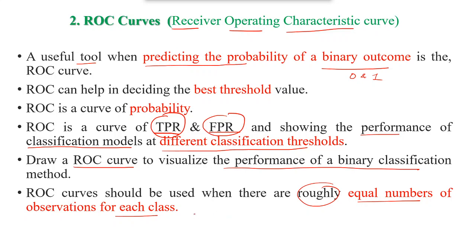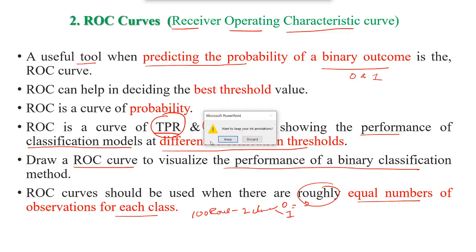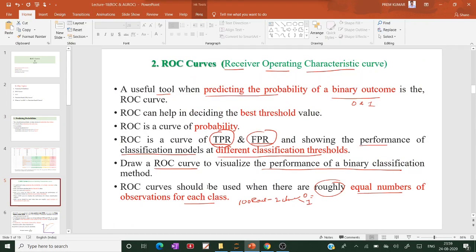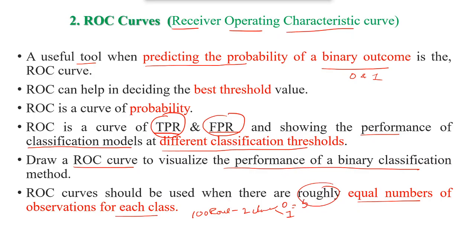Suppose in our data set there are 100 rows. In the 100 rows there are two classes, 0 and 1. For example, class 0 is about 55 and class 1 is about 45, meaning it is roughly the same. That is nothing but balanced data.